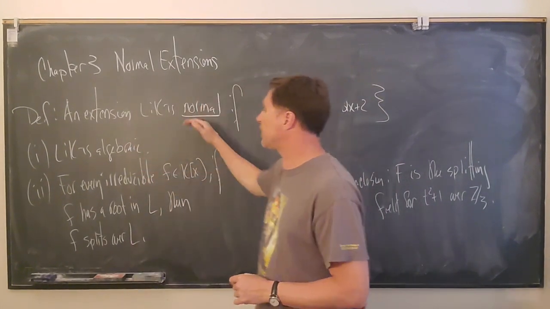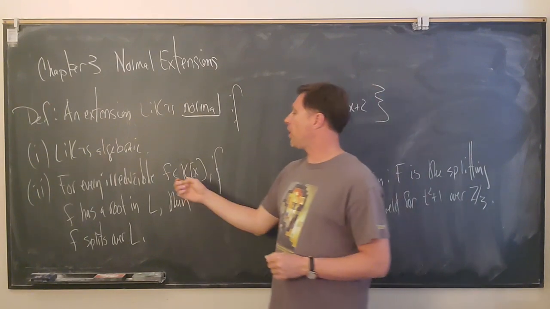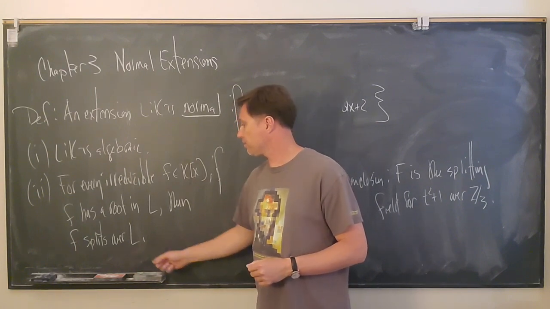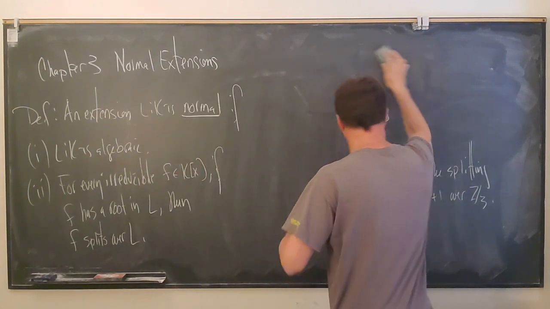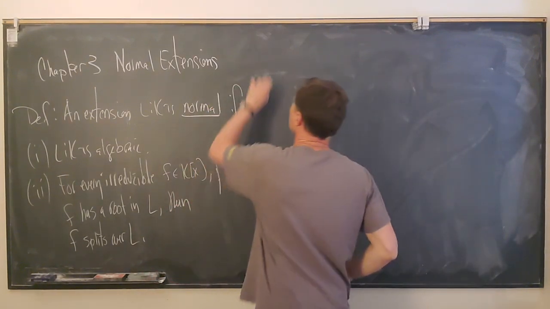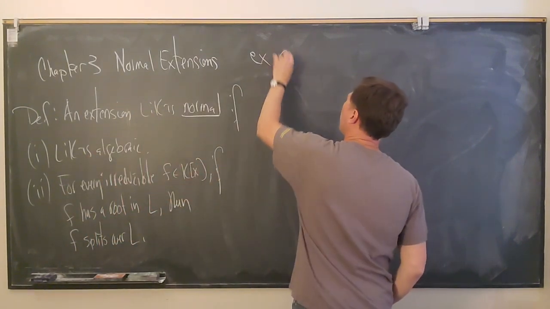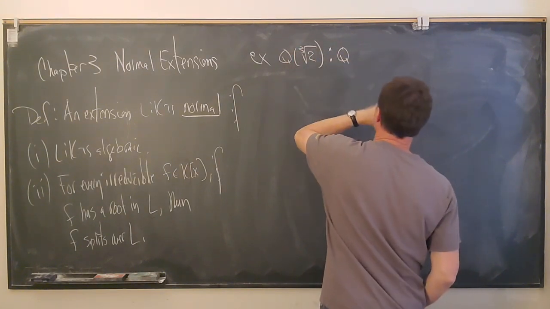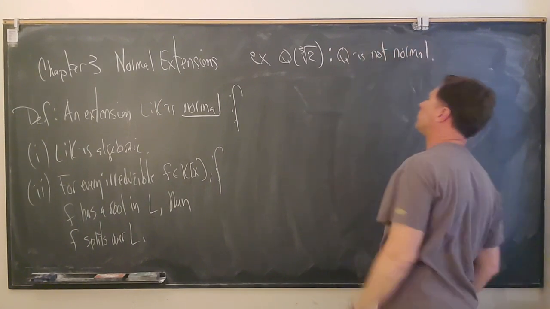So normal extension, first it needs to be algebraic, and then what it says is, if a polynomial has a root in L, then it splits completely over L, right? Let me give you an example of an extension that's not normal. So for example, Q adjoin cube root of 2 over Q is not normal.